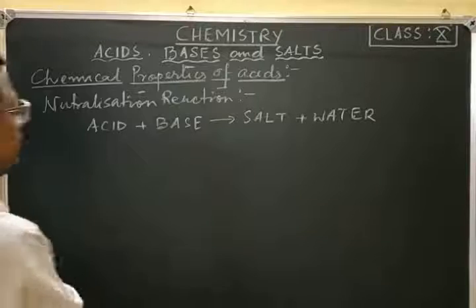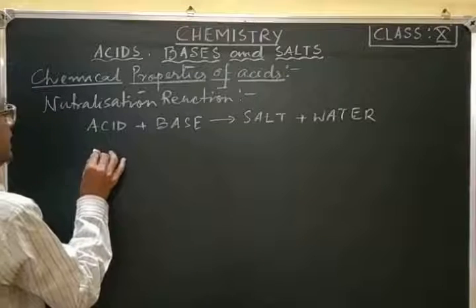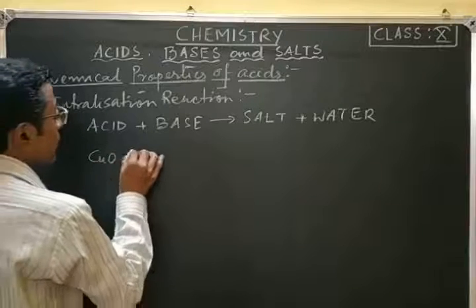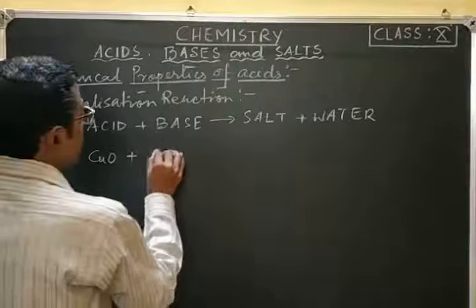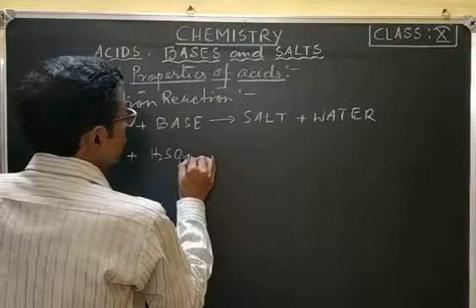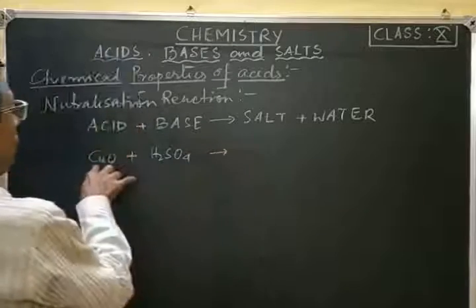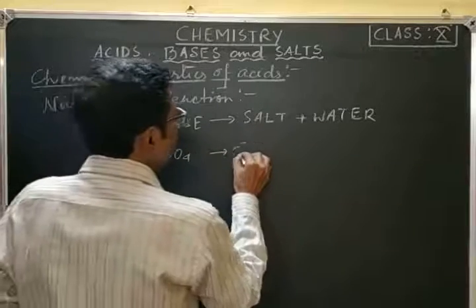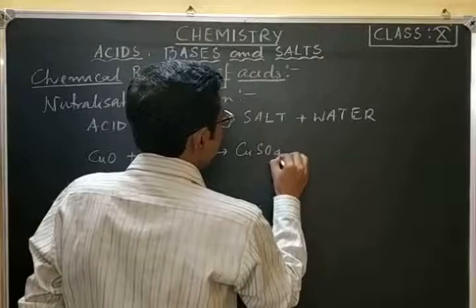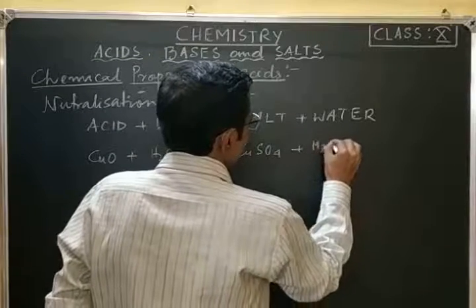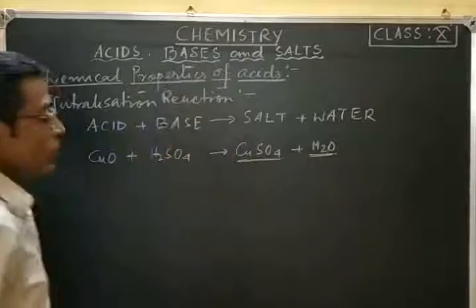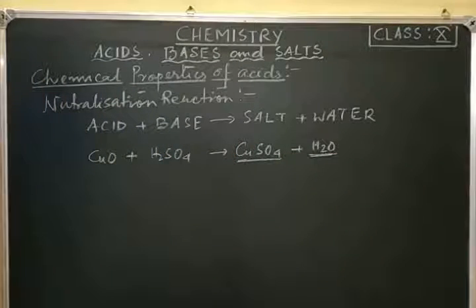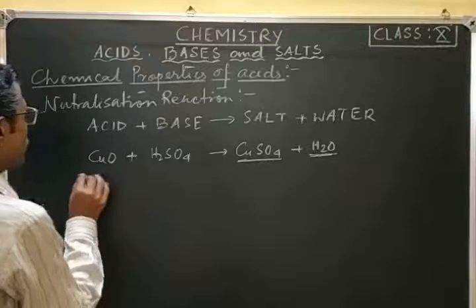First I am taking a basic oxide, say copper oxide, which when it reacts with sulfuric acid, H2SO4, produces copper sulfate, so a salt, and water. This is the salt and this is the water. I am not elaborating too much because we will discuss all this in our compound chapter.